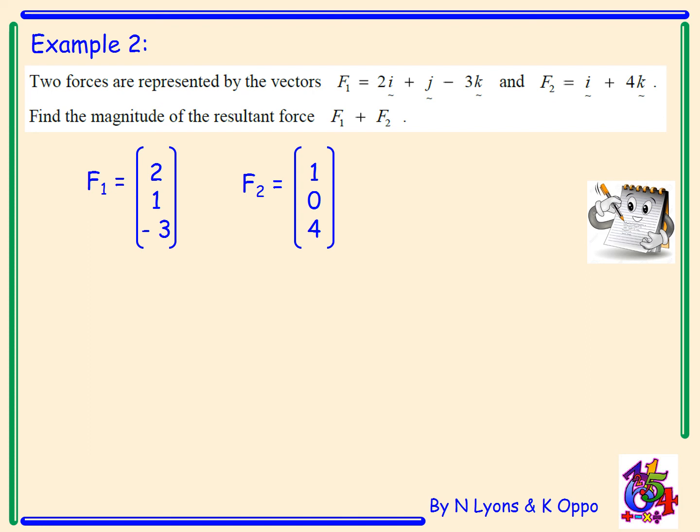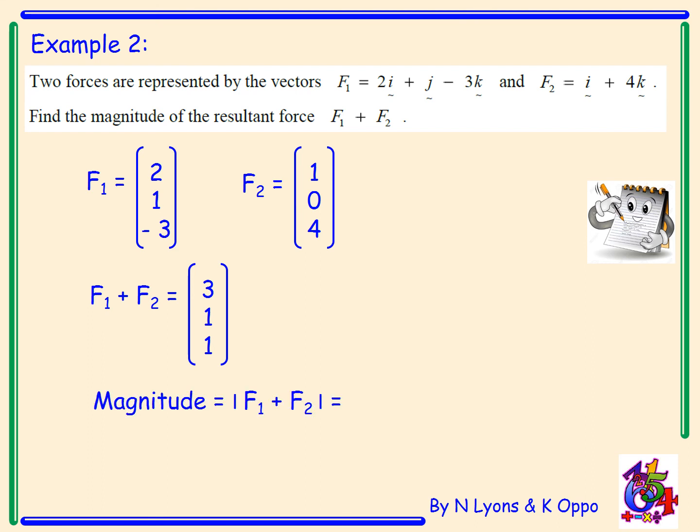It says find the magnitude of F1 plus F2. So first of all, what is F1 plus F2? That equals 2 plus 1 is 3, 1 plus nothing's 1, and minus 3 plus 4 is 1. So the magnitude equals, again, take all the components, square them, add them, and take the square root. So I've got 3 squared plus 1 squared plus 1 squared, and take the square root equals the square root of 11.